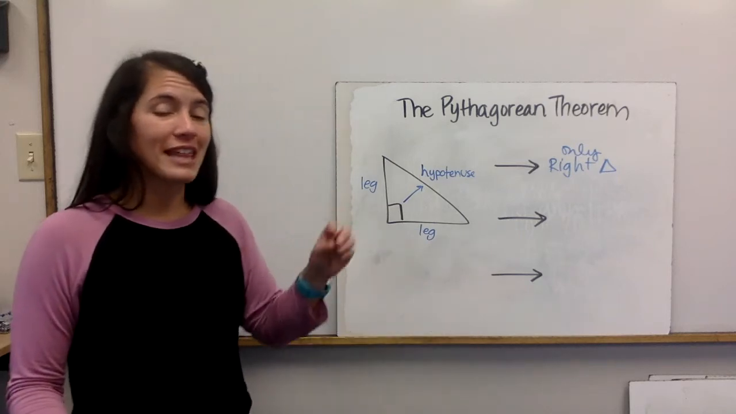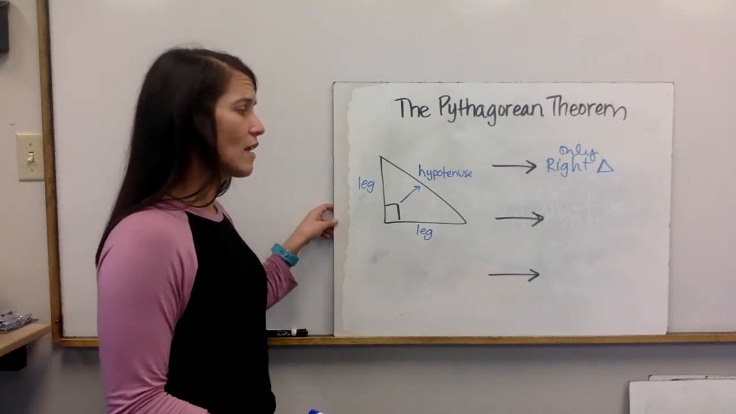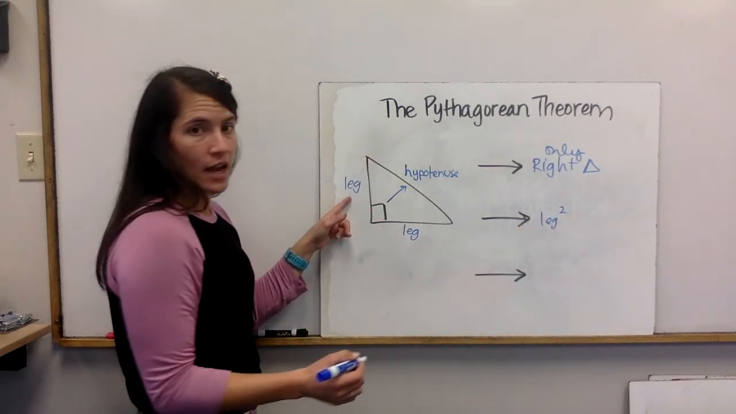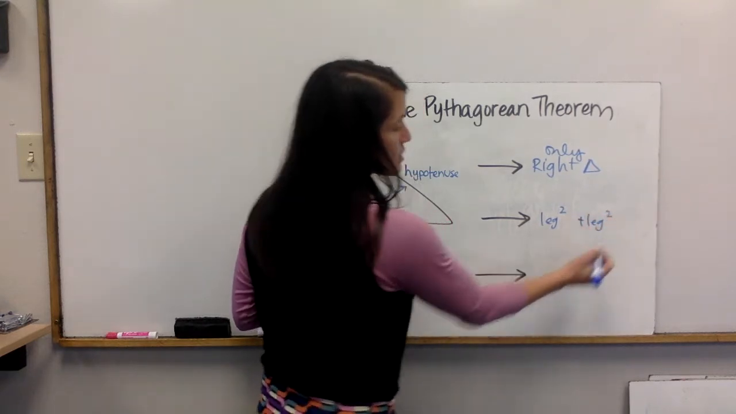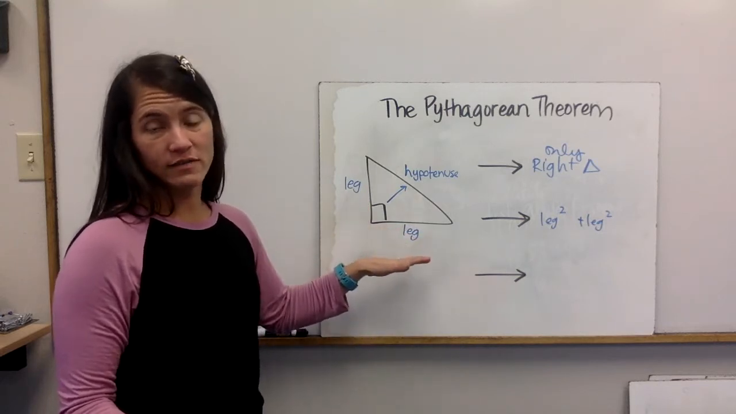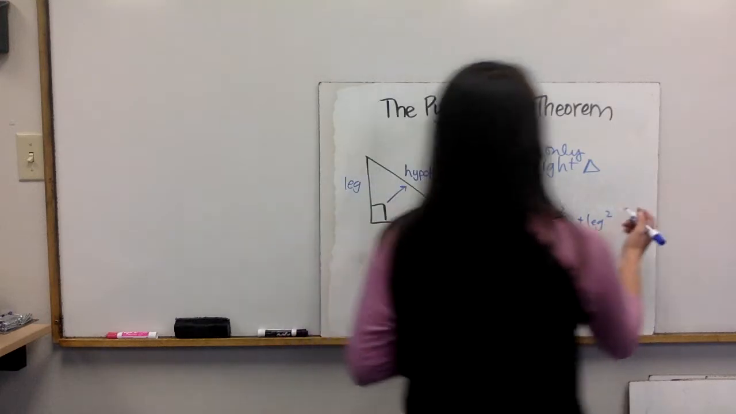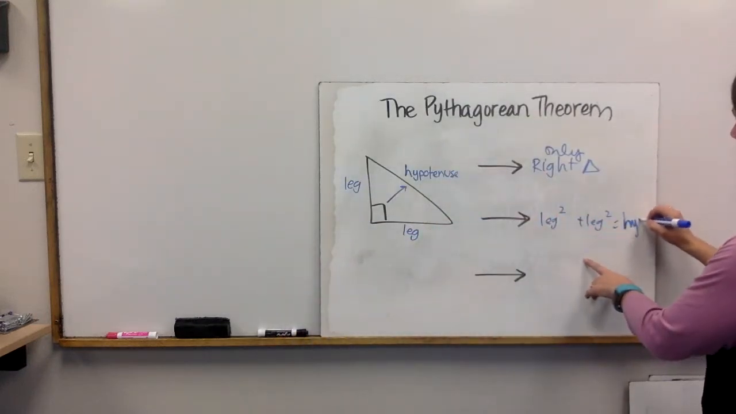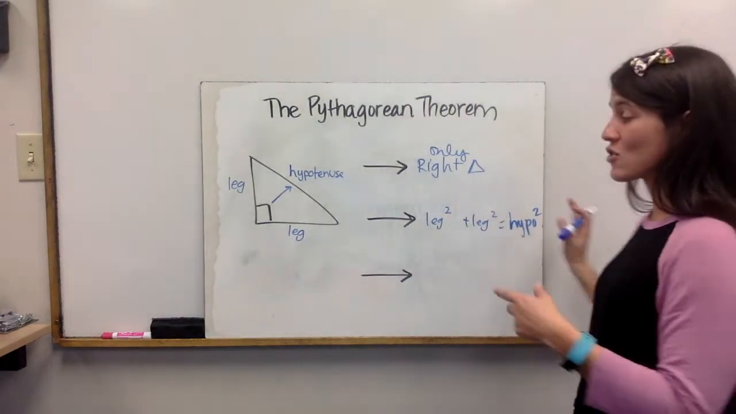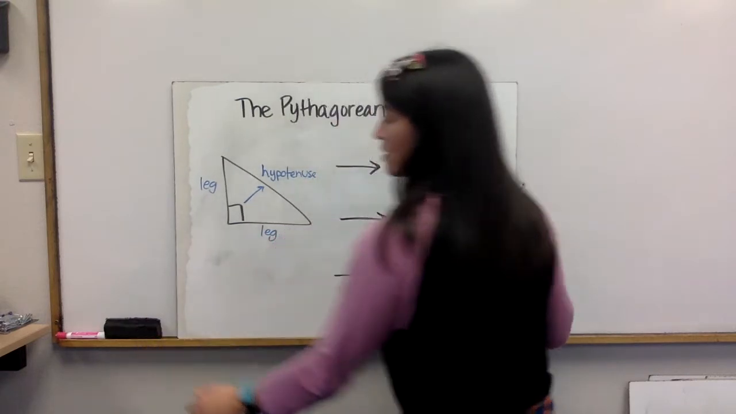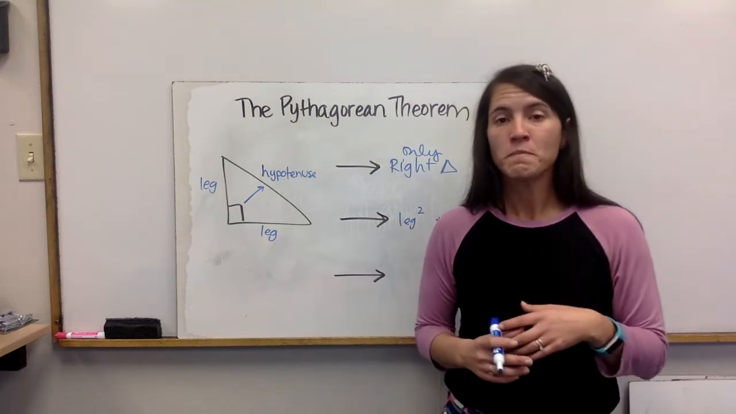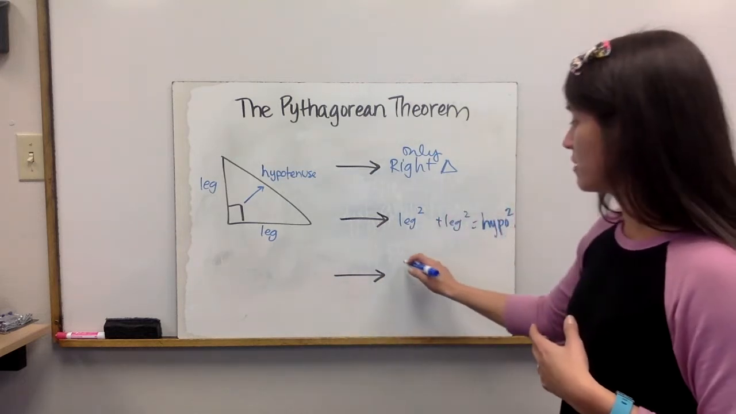And the Pythagorean Theorem states that you will take a leg and square it, and you will add that to the other leg squared. So if you take this leg and square it, and take this leg and square it, and add both those up, it will equal the third side, the hypotenuse, squared. So that's what the Pythagorean Theorem states: if you square both legs and add them together, it equals the hypotenuse squared.